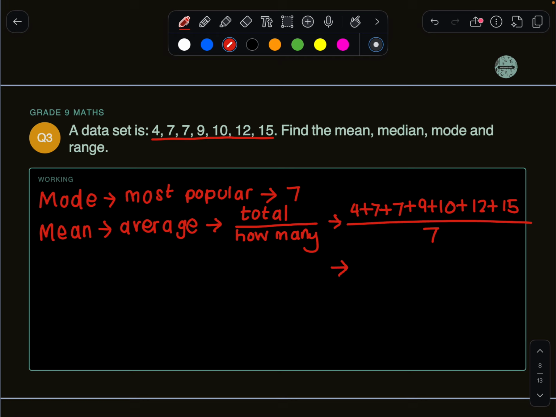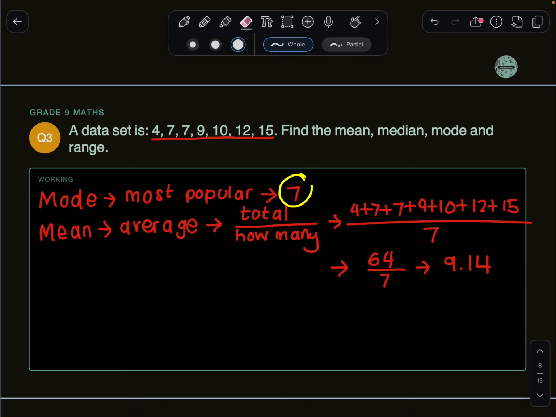And so if we work that out then quick, 4, add 7, add 7, add 9, add 10, add 12, add 15 is 64. So it's going to be 64 divided by 7, which is 9.14. So that is our mean. Let's just circle these so we can kind of see, because there is quite a lot of working out going on here.